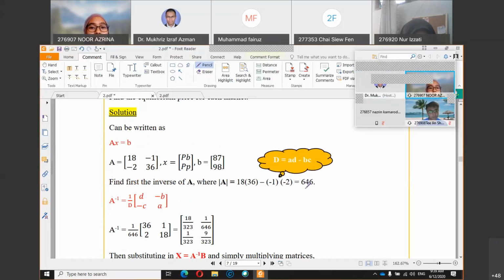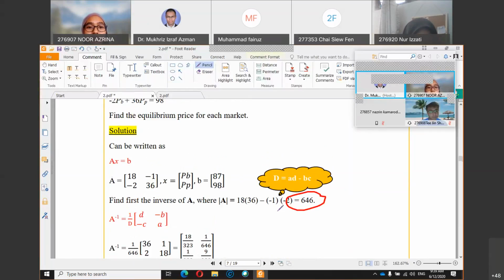Actually, one of the important parts is to calculate. So what is 646 again? 646 is from the cross multiplication of matrix A, which is 18 multiplied by 36 minus -1 multiplied by -2. We take it from the matrix A. When you write this symbol here, what do you call A here?